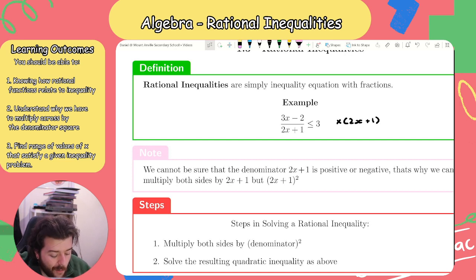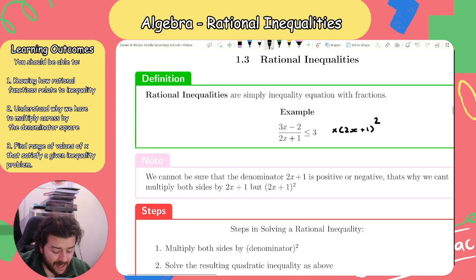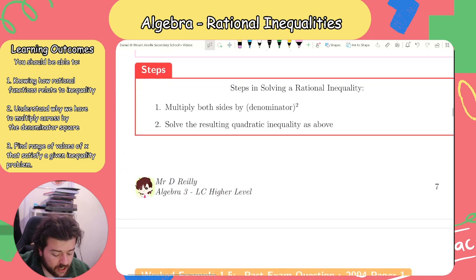So we multiply both sides by the denominator squared, and we do that because anything squared is positive. Therefore, if my denominator was negative, we're squaring it and multiplying across by a positive number, so I don't have to worry about flipping signs. So the steps in solving a rational inequality: multiply both sides by the denominator squared, and then we solve the resulting inequality.